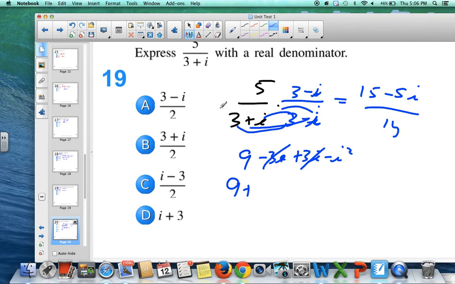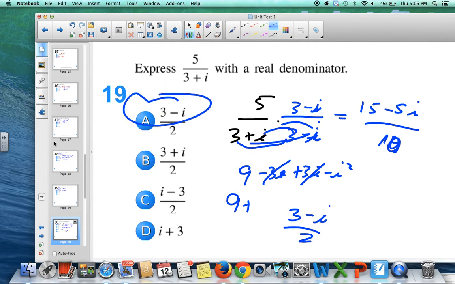And I notice that's not one of my solutions. So what I have to do is go back and say, that's a 10. That's a crazy looking 10. So now what I want to do is notice that all three of these numbers are divisible by 5. So I divide by 5 in all of them. And that becomes 3 minus i over 2. That one right there.